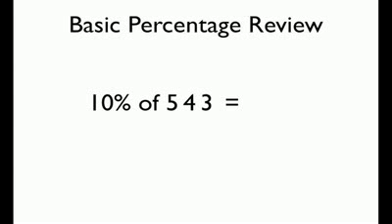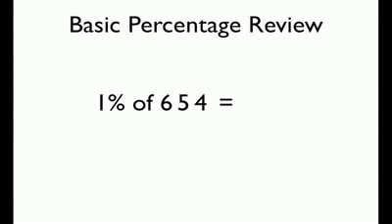To find 10%, all we need to do is move the decimal place over one spot. So if we don't have a decimal, we'll create one. Then we move it over one place. So 10% of 543 gives us 54.3. Pretty simple. So 1% is just as easy too. Instead of moving the decimal place over one spot, we're going to move it over two spots. So 1% of 654, move the decimal place over two spots, gives us 6.54.